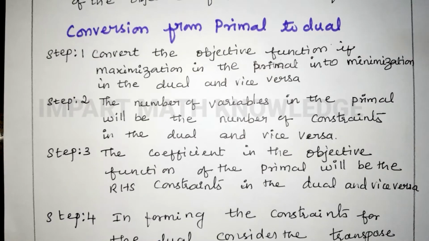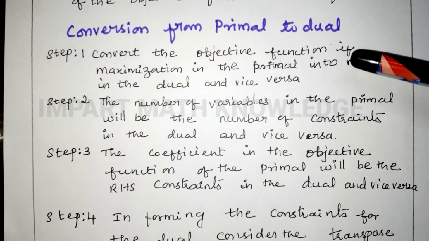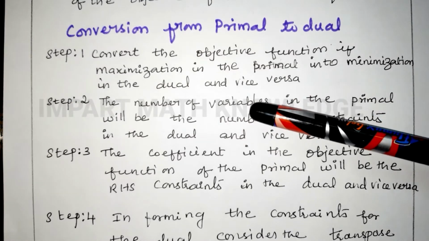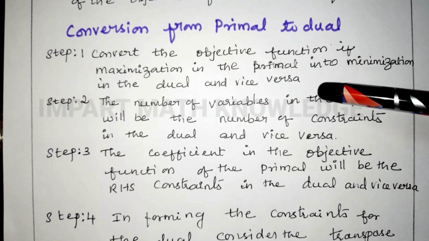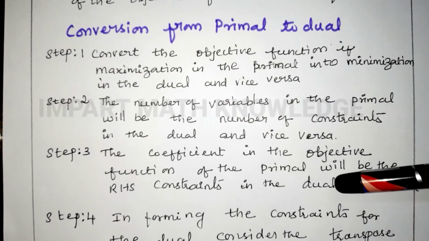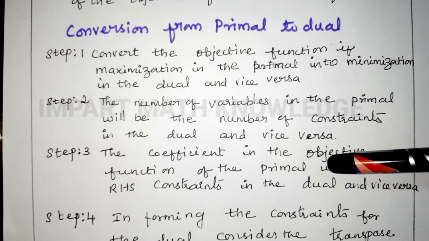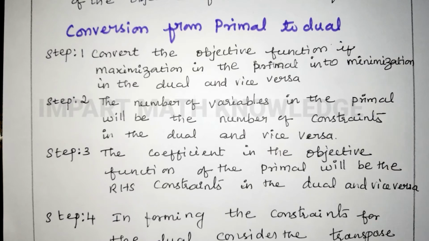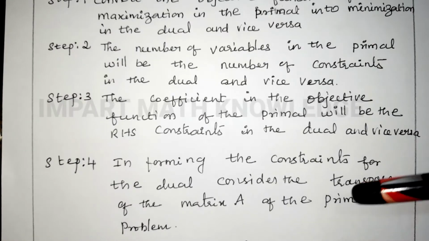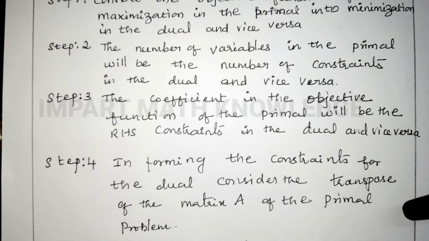Conversion from primal to dual problem. If the primal problem is maximization, then the dual problem is minimization and vice versa. The number of variables in the primal problem will be the number of constraints in the dual problem and vice versa. The coefficients in the objective function of the primal will be the right hand side constants in the dual problem and vice versa. In forming the constraints for the dual, consider the transpose of the matrix A of the primal problem.